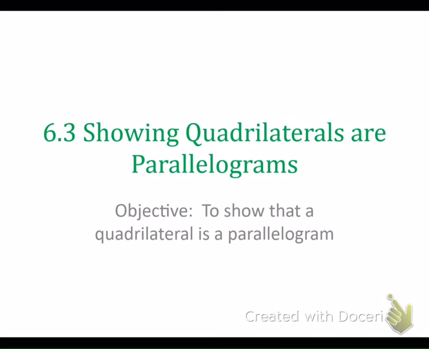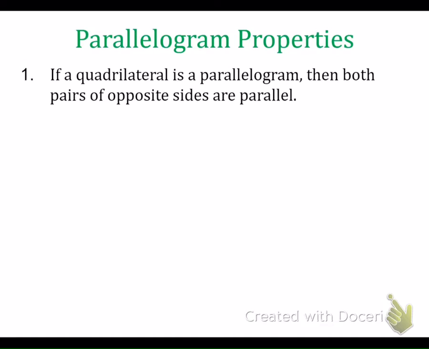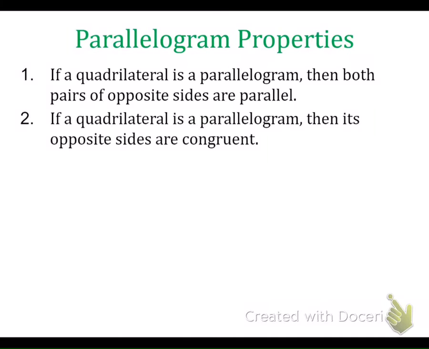As yesterday, showing quadrilaterals are parallelograms, but it's flipping it. It's basically review. So to show that a quadrilateral is a parallelogram: if a quadrilateral is a parallelogram, then both pairs of opposite sides are parallel. We know that. If a quadrilateral is a parallelogram, then its opposite sides are congruent. So we know about that.